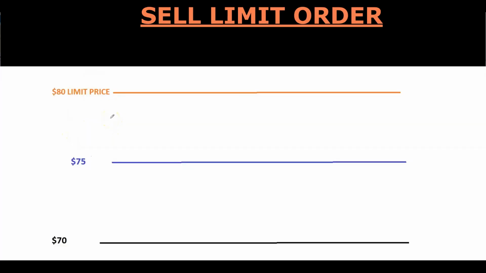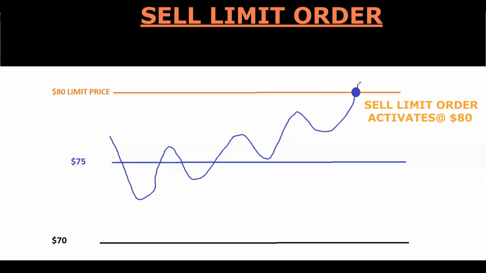With the sell limit order, we've purchased our security at $75 and we only want to sell it at $80. So we don't want to sell it for anything less than $80. $80 would be our limit price. And so we'd have price action coming and going until it gets to $80 and initiates the sell order.